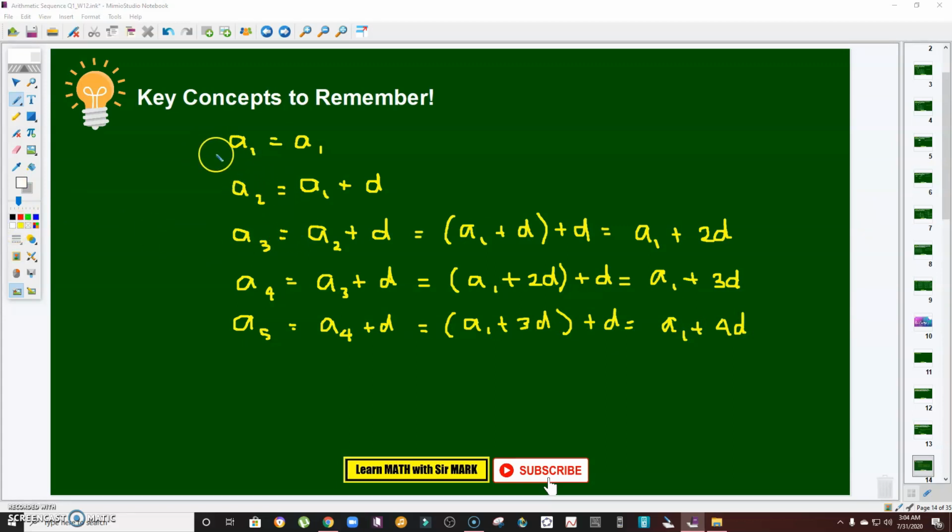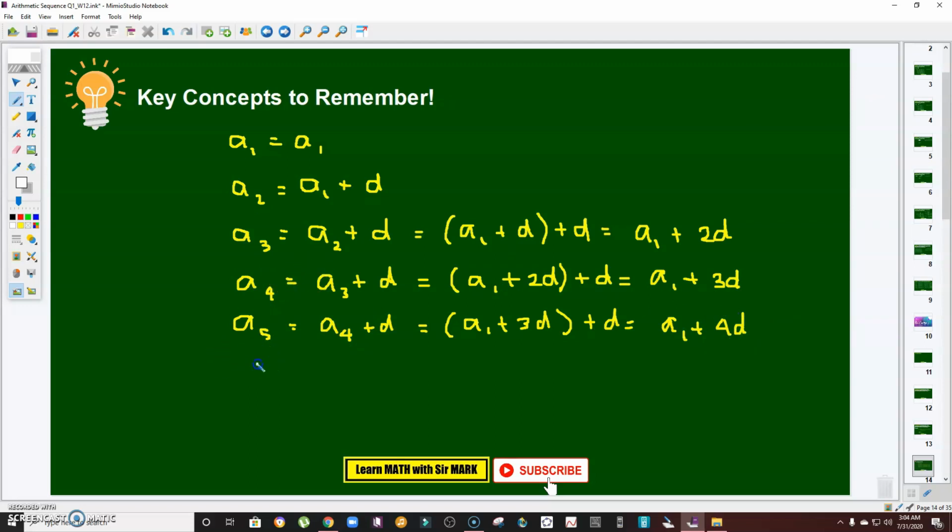Okay, a sub 1 is okay. Look at this. This is 2. This one is 1. This one is 3. This one is 2. This one is 4. This one is 3. And this 5 here, this one is 4. So what does that mean?